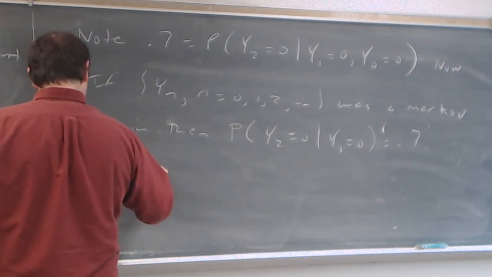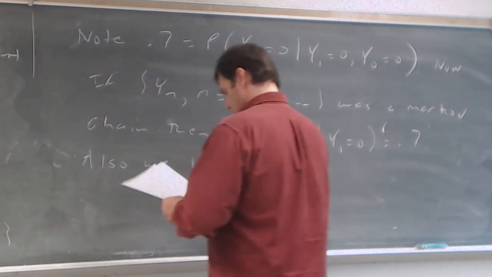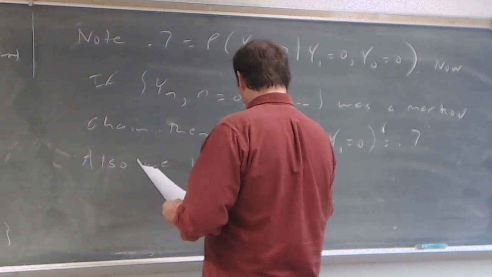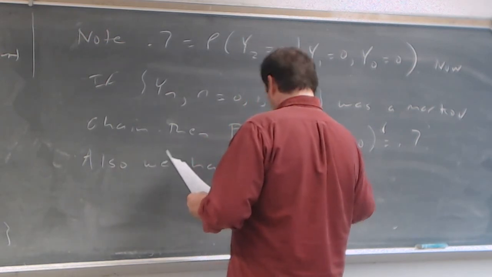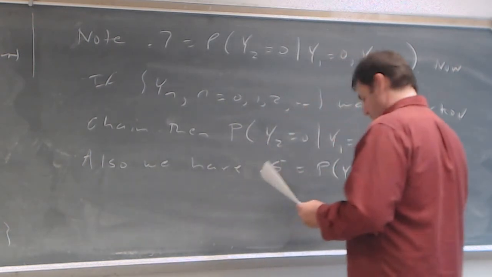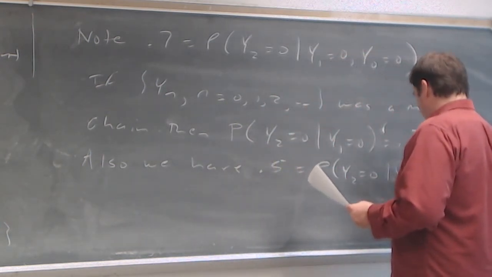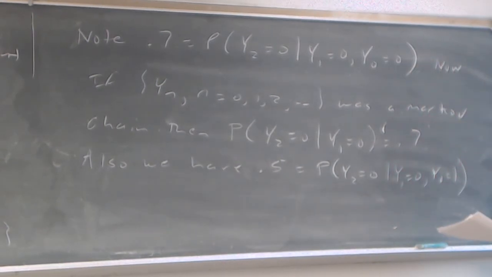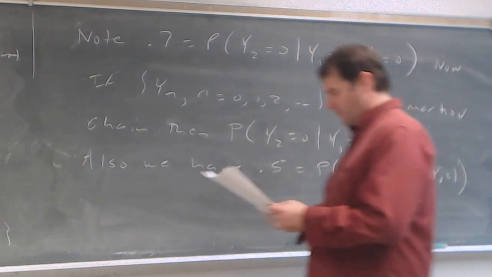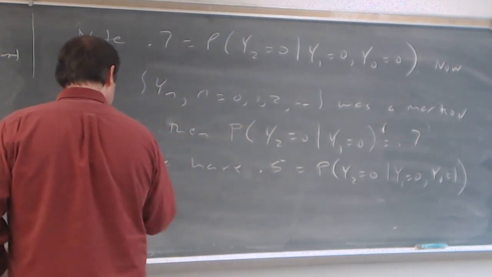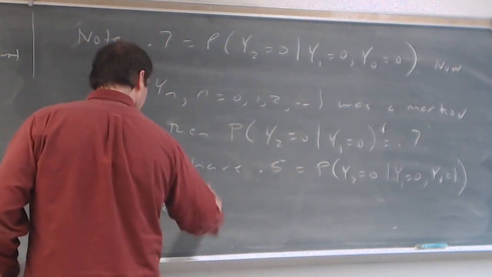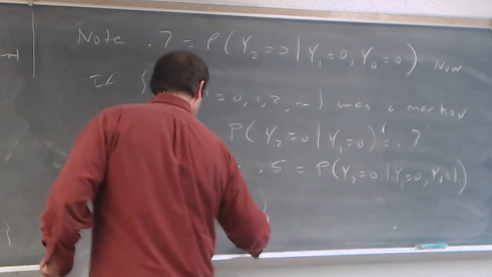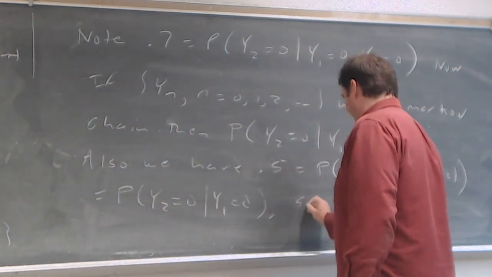Also, we have that 0.5 is equal to the probability that y sub 2 equals 0, given y sub 1 equals 0 and y sub 0 equals 1. So this says that the chance that it rains tomorrow, given that it rained today but not yesterday, is equal to 0.5. But that would be equal to, if it's a Markov chain, the probability that y sub 2 equals 0 given y sub 1 equals 0. And that's a contradiction.